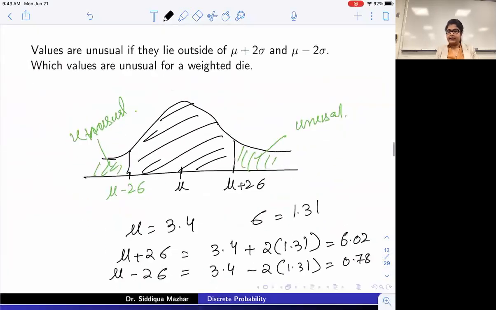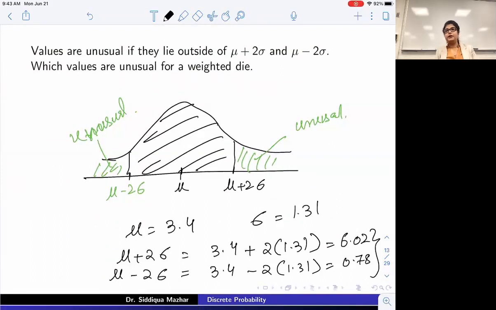Let's suppose we have these values for mu plus two standard deviations on the right and mu minus two standard deviations on the left. Any value beyond these will be an unusual value. But for the weighted die, how many possible outcomes do we have? 1, 2, 3, 4, 5, and 6. Any value more than 6.02 or less than 0.78 would be unusual, but all the values 1 to 6 fall within these two limits.